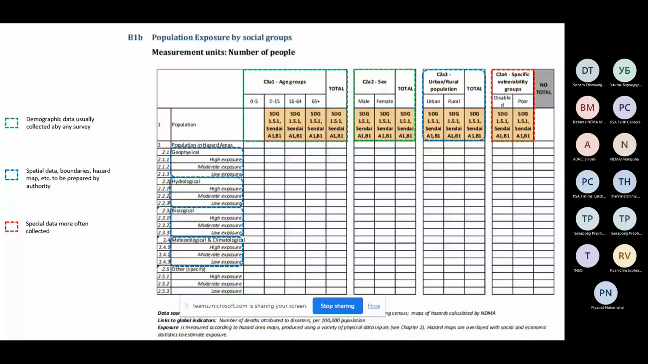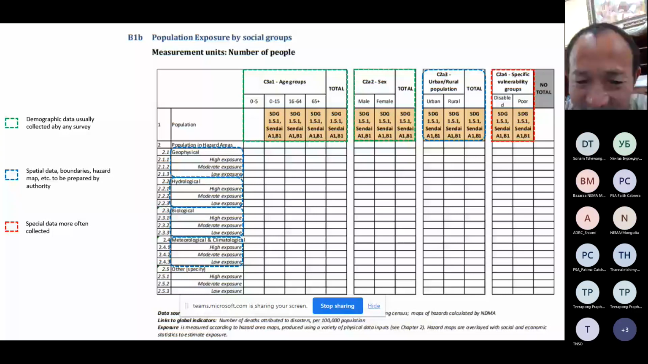Someone cannot join the link, so we are going to post the link in the chat again so that we can resume. Sorry, was it only me who got disconnected? We heard you when you started talking about the first table.